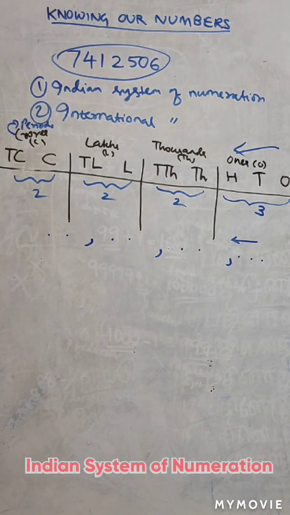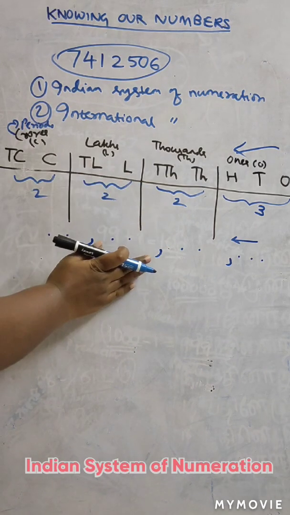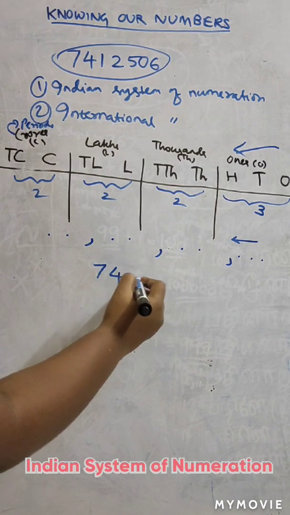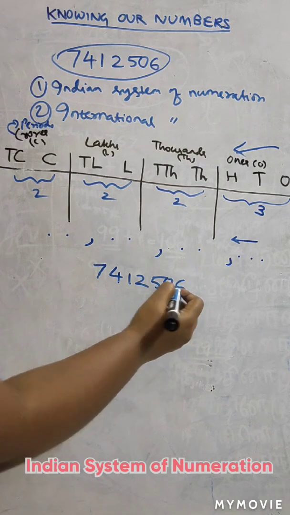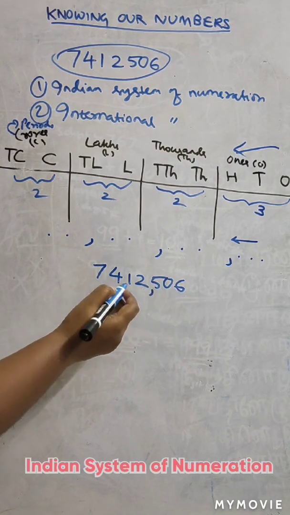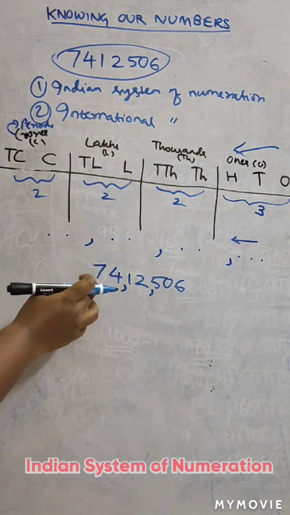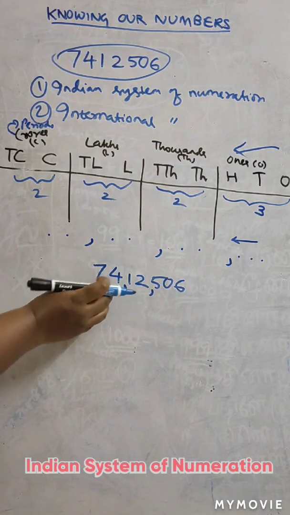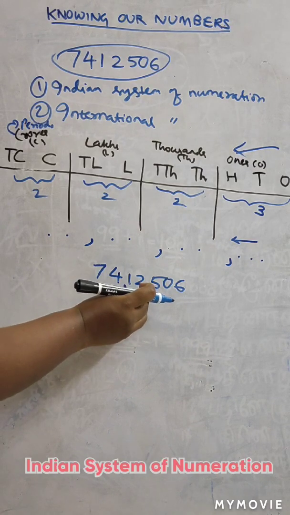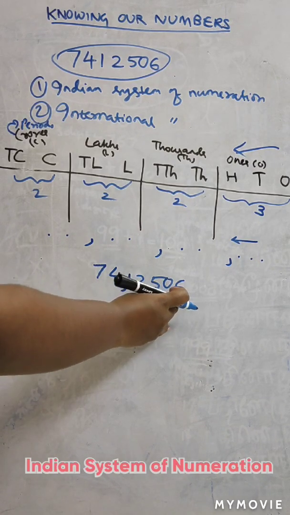Now the number that we saw, 741256, if I want to place it in the Indian system of numeration, I will go by this system of placing commas. I have to move from the right 3 places together, put a comma, then 2 together, comma. If I see 74 now, this is in the lakhs period. Then 12 is in the thousands period and the last one is in the ones period.